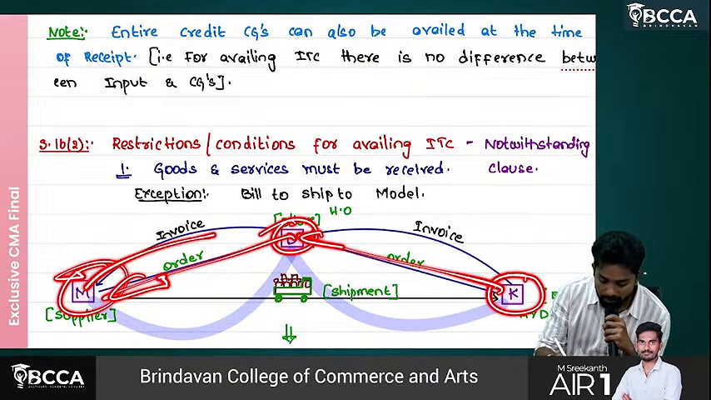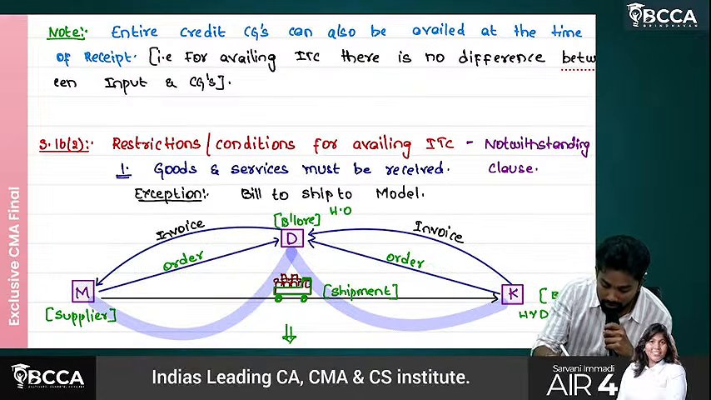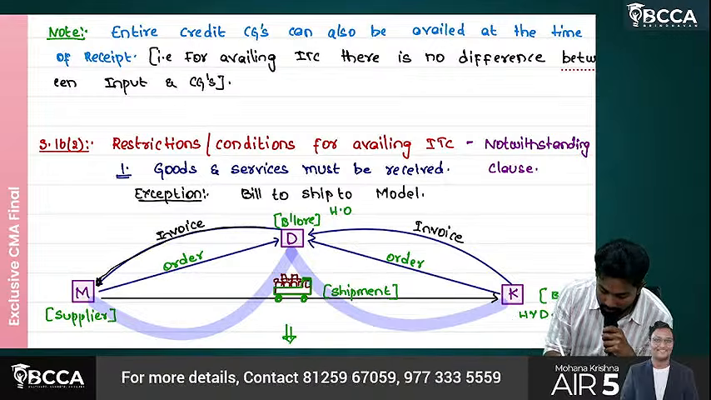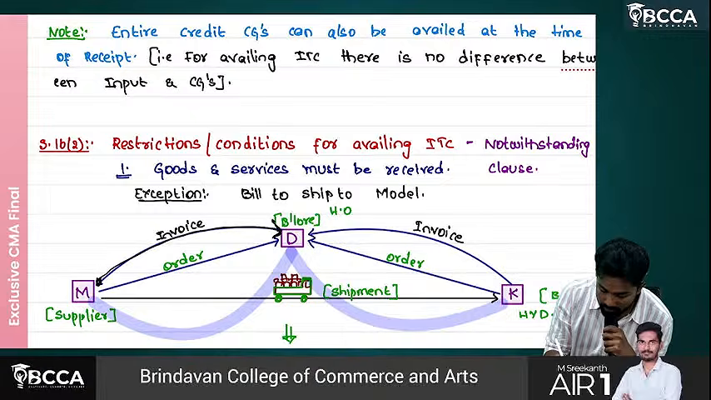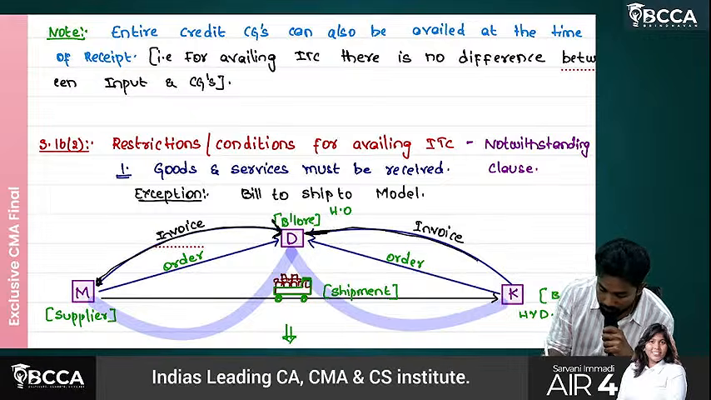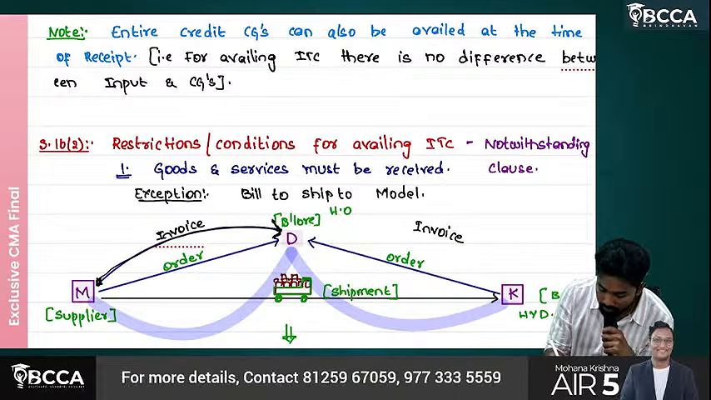Now, M invoiced to whom, sir? Sir, here, correct this arrow, sir. It's not this way, sir. It has to be this way, reverse. And even this one also. The arrow has been pointed in the wrong way.